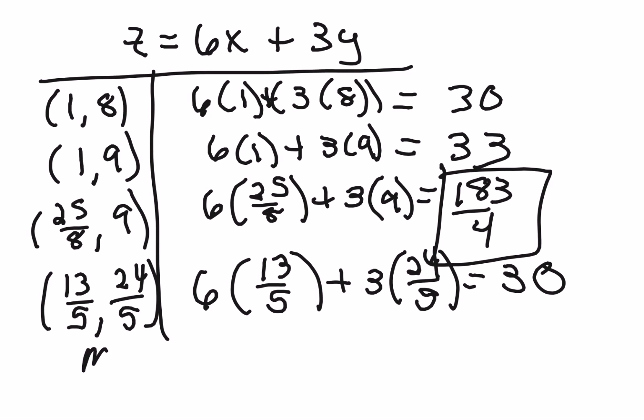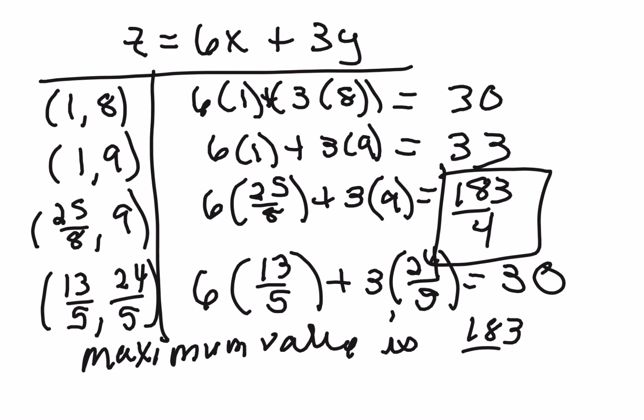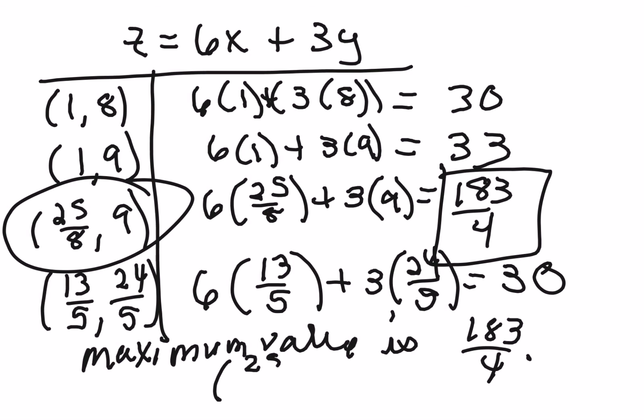So the maximum value is 183 over 4. And then where does it occur? Well, it occurs at the point (25 over 8, 9). So that's where your maximum value occurs.